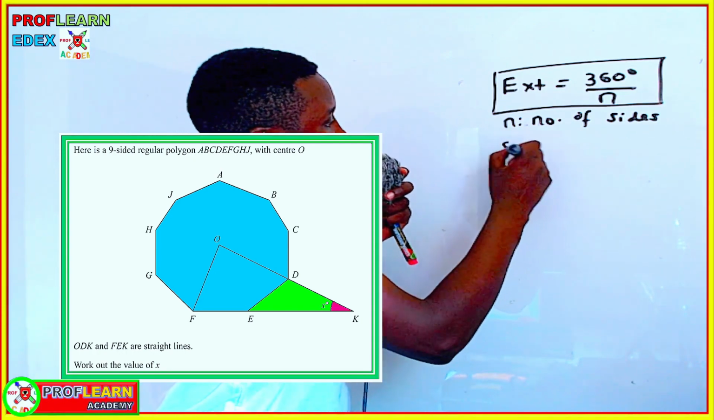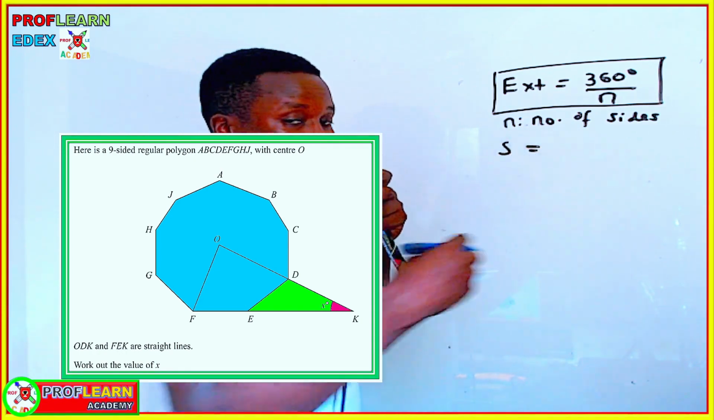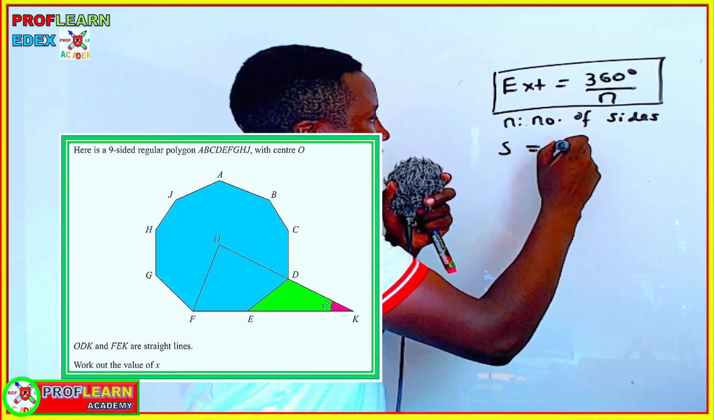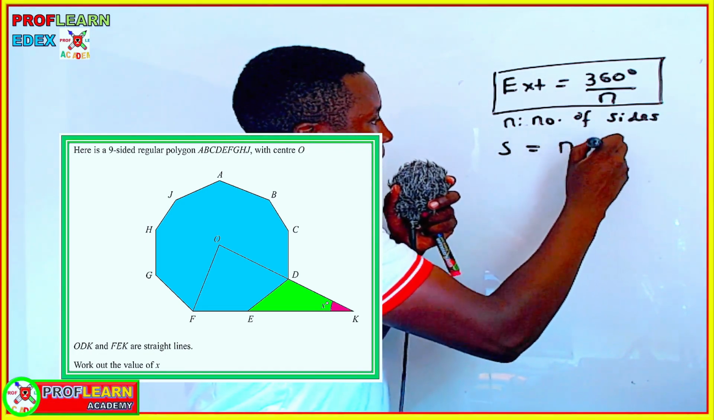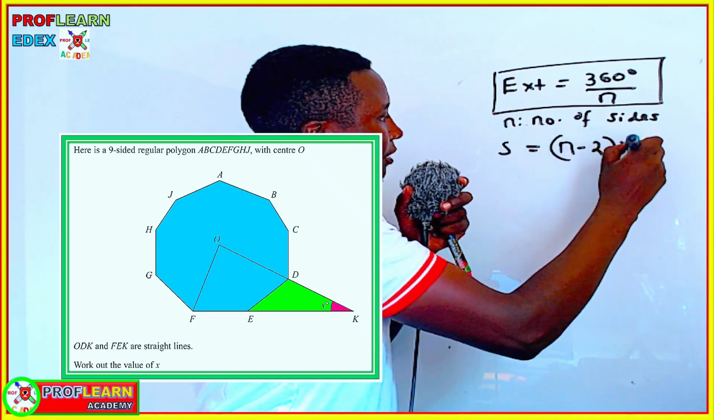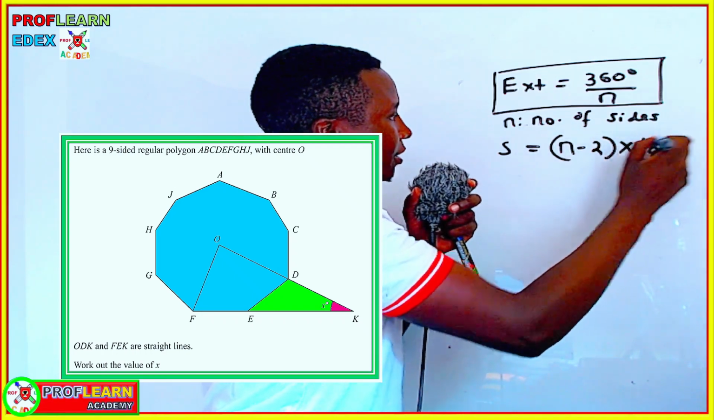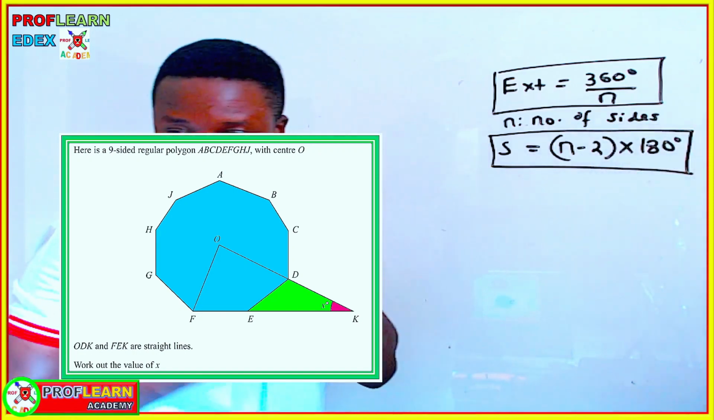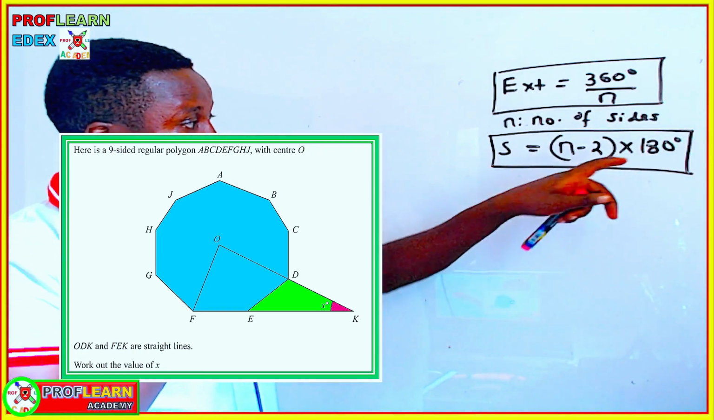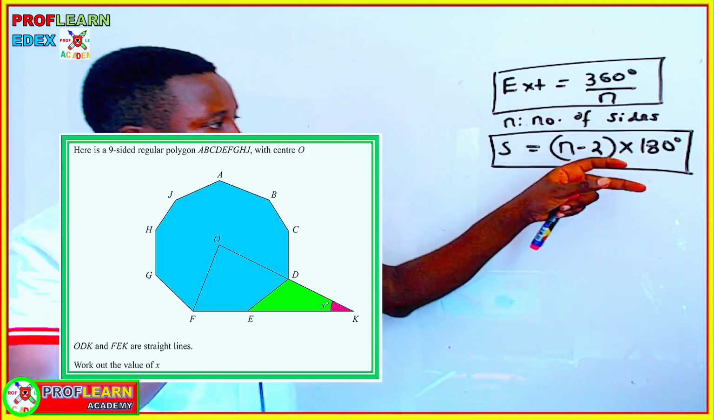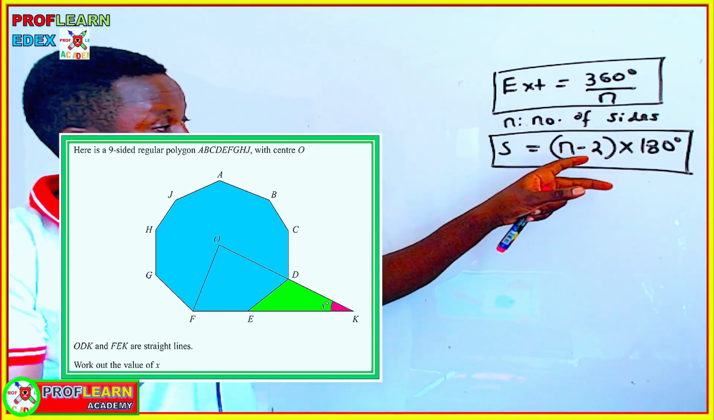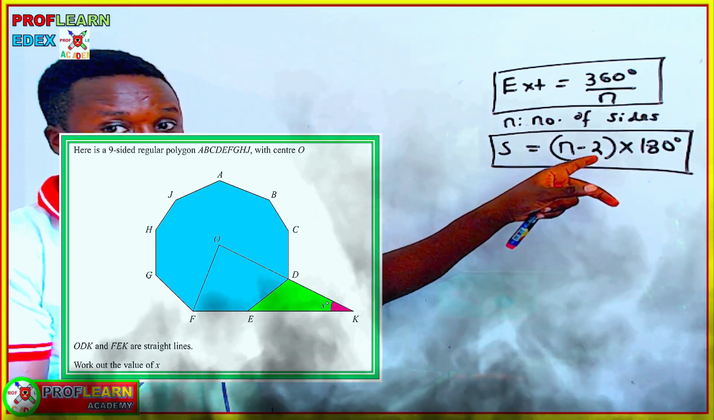Number two, the sum of the interior angles of a polygon is given by the formula n minus 2 times 180 degrees. If you are asked to work out the sum of interior angles in a regular polygon, or any polygon, so long as you know the number of sides, you need to use that.